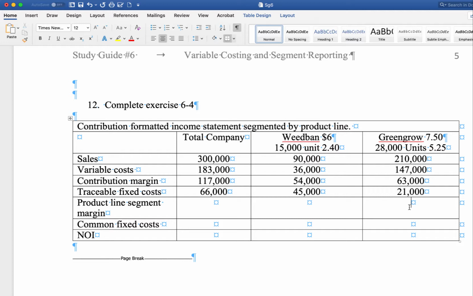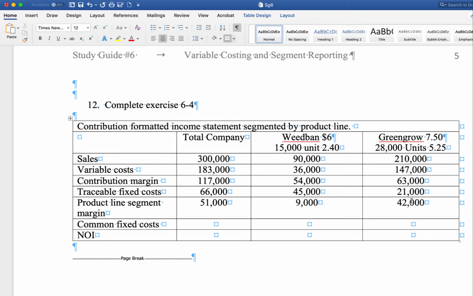Okay, so to figure out what the product line segment margin is, we take the contribution margin, subtract out the traceable fixed cost. We end up with $42,000 of product line segment margin for Green Grow. For Weed Ban, we end up with $9,000. That means we have a total product line segment margin of $51,000.